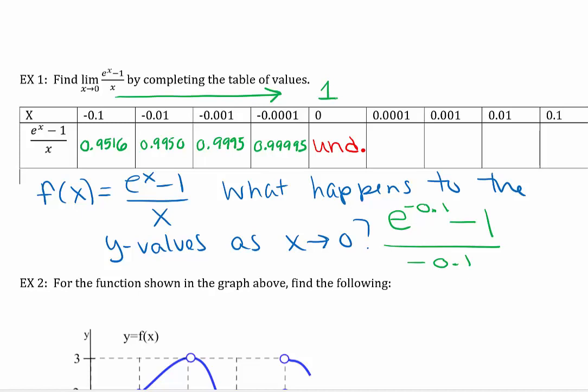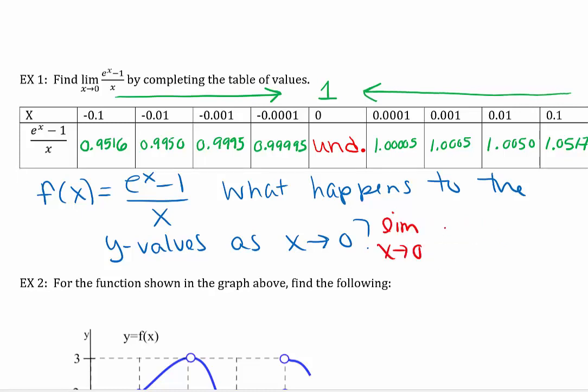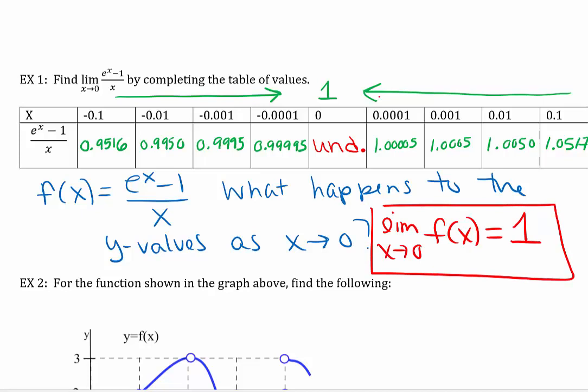Now I plugged in those positive x values as well. I plugged in positive 0.1 for x, and I'll fill in the values I got from my calculator. So when I plugged in positive values of x that got closer and closer to x equals 0, it looks like those y values also got closer and closer to 1. And so for that reason, we would say that this limit equals 1. So the limit as x goes to 0 of this function f of x equals 1. Again, it doesn't matter what happens exactly at 0. With limits, we only care about what happens as we approach 0, as we get close to 0.